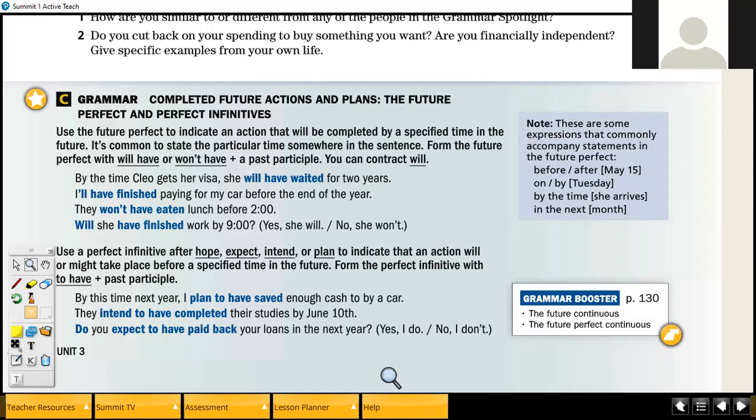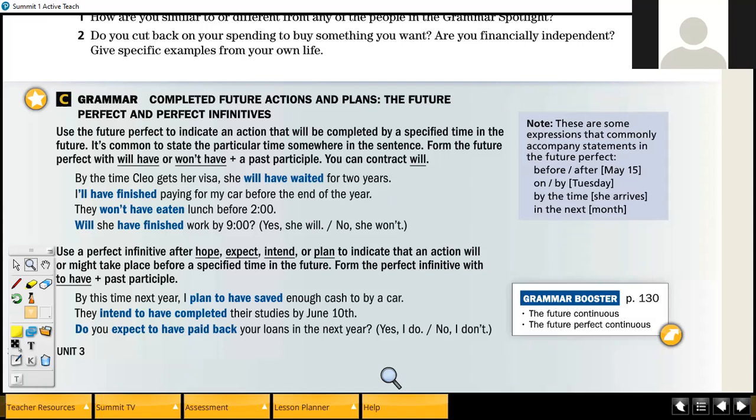Antes de que se me olvide, estas estructuras también las puedes cambiar de orden, ¿eh? Por ejemplo, que sea la segunda parte de la expresión: Cleo will have waited for 2 years by the time she gets her visa. ¿Ya te fijaste cómo lo cambié de orden? Again, please. By the time. Cleo will have waited for 2 years by the time she gets her visa. Entonces lo puedes cambiar de orden.